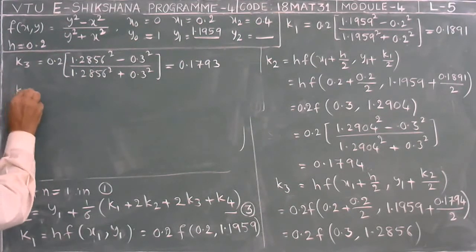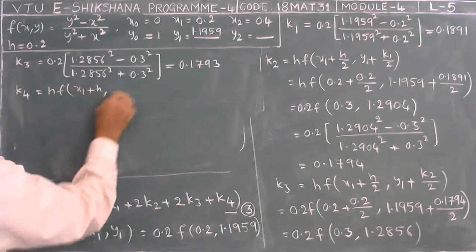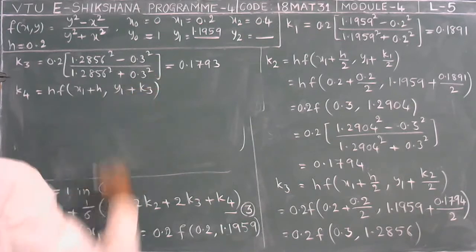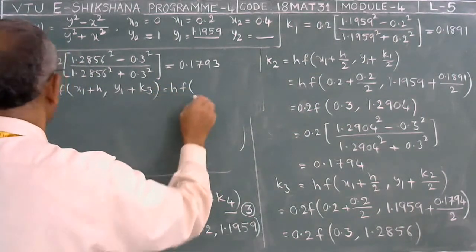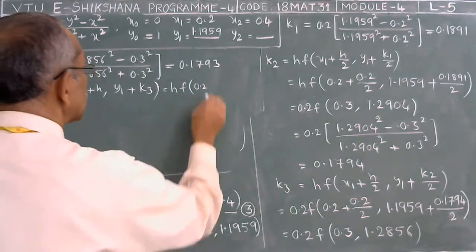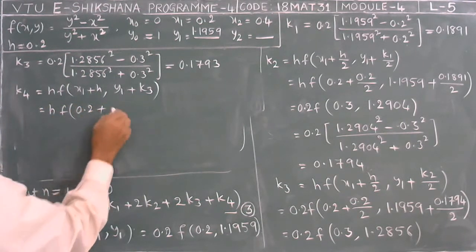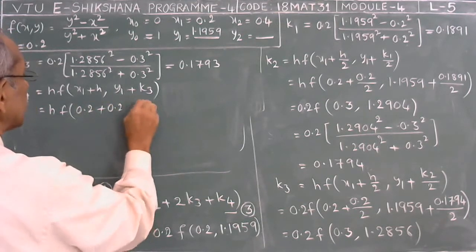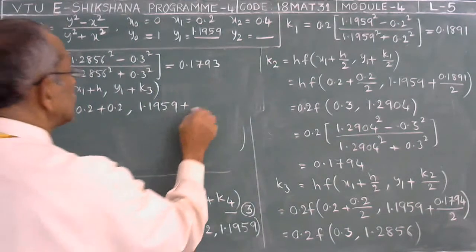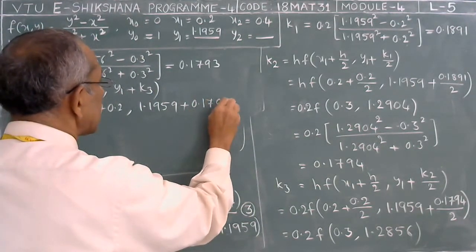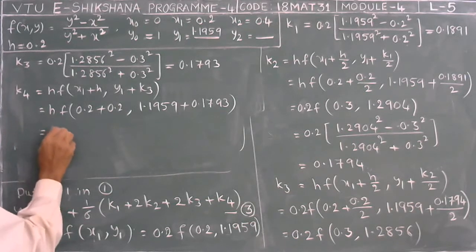So, let me calculate k4 now. This is h into f of, when n is equal to 1, x1 plus h, comma y1 plus k3. That is your k4. Now substitute. So h into f of x1 is 0.2 plus h is also 0.2, comma y1 1.1959 plus k3. K3 is 0.1793. Now, if you simplify, this is 0.2, right?